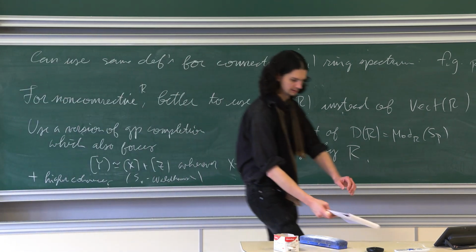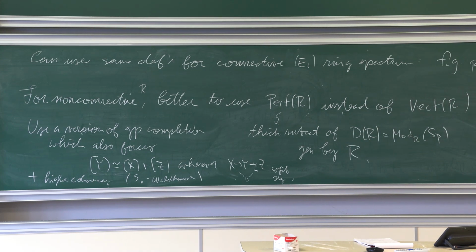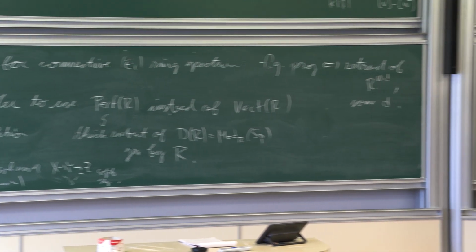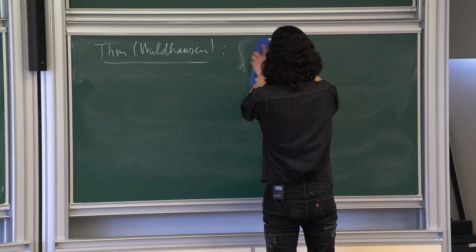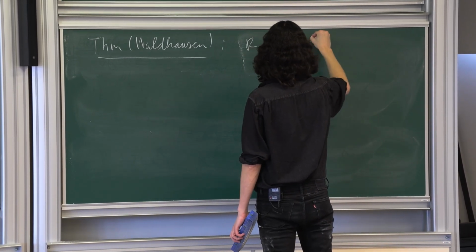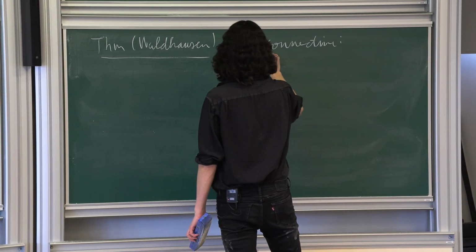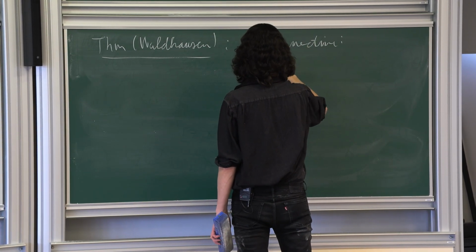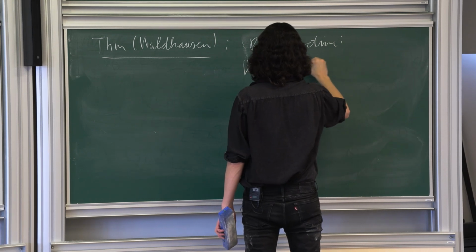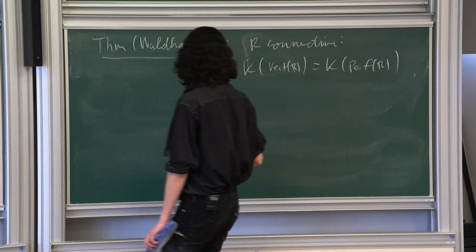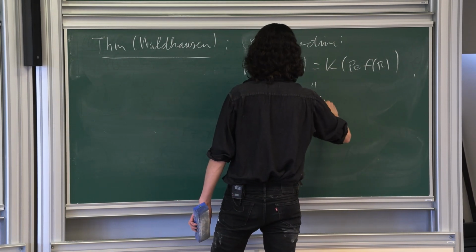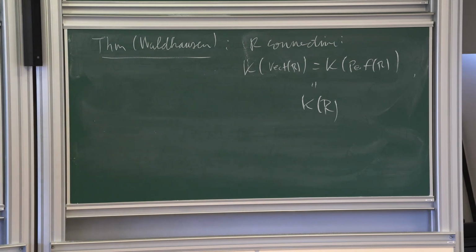And it's a theorem of Waldhausen. He was very, very careful and diligent and checked that it's the same thing. So for R connective, the K-theory based on the finitely generated projective modules is the same thing as the K-theory based on perfect complexes. So let's just say these are all just KR, and let's say that's always defined using perfect complexes.